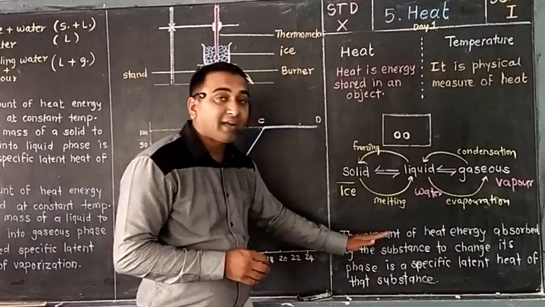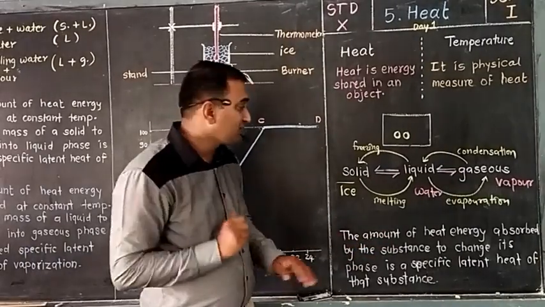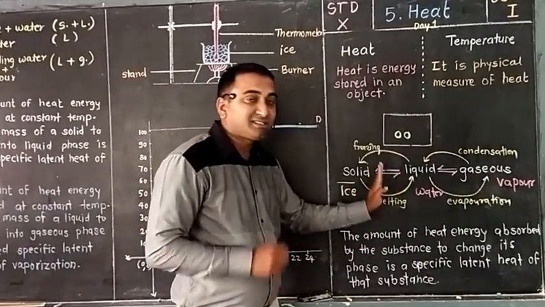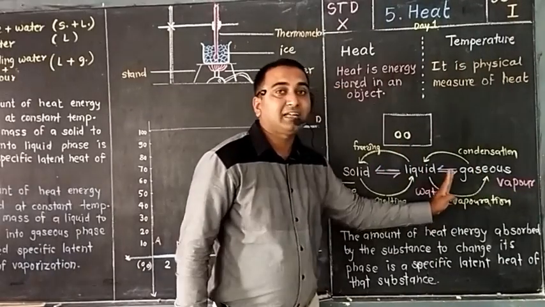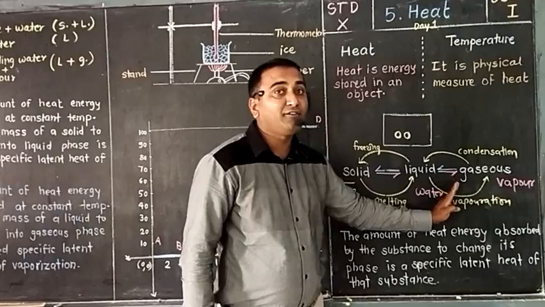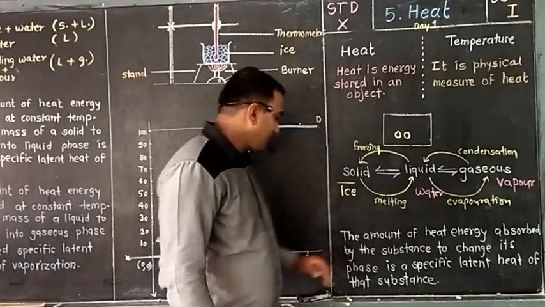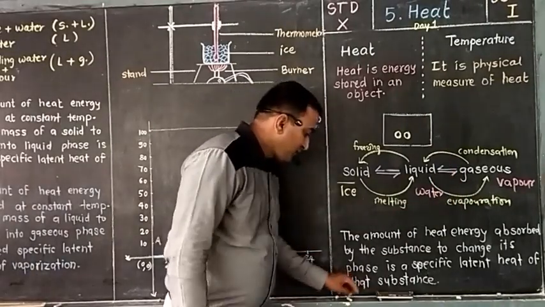So how many kinds of changes are there? There are two kinds of changes. First, solid to liquid, so it is the latent heat of fusion, and liquid to gas, that is the latent heat of vaporization. So let's discuss with one example.